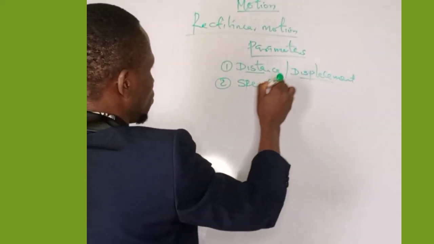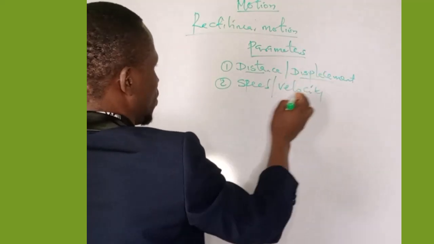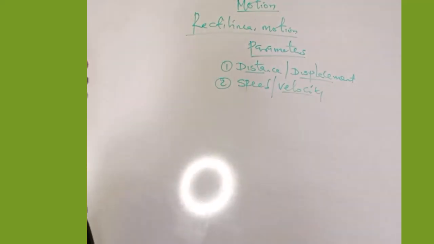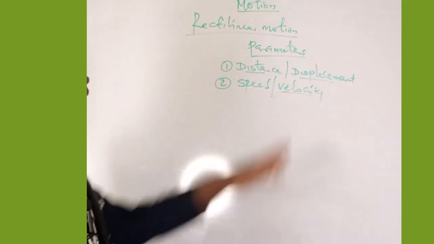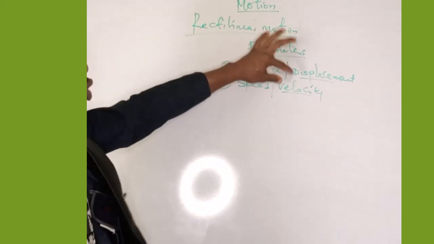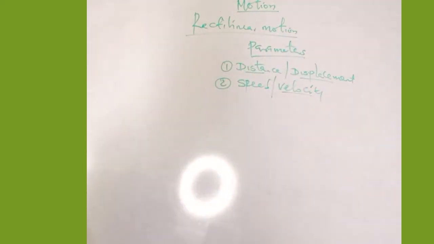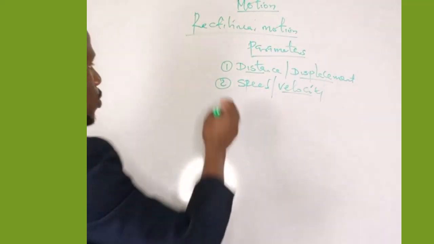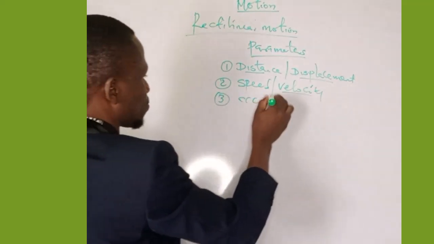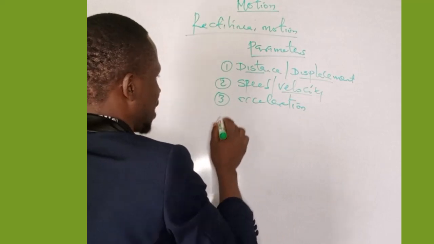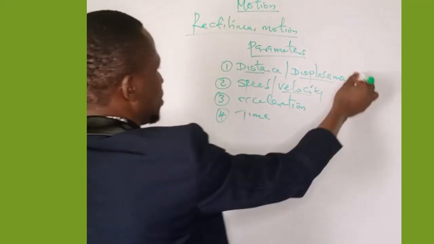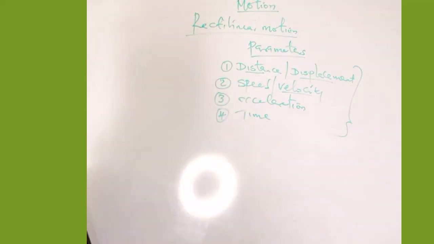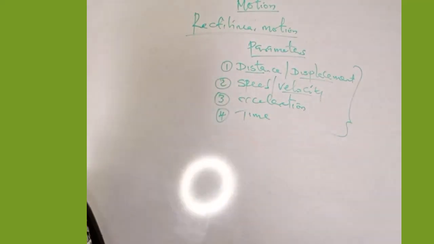Speed or velocity. Velocity is the displacement covered by a body in a given time. That's the rate of change of displacement. So velocity is a vector, speed is a scalar. Do not forget, we have acceleration, change of velocity with time. Then we have time. These four important quantities are necessary in understanding motion.